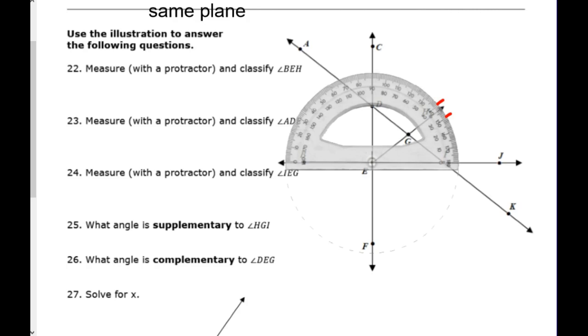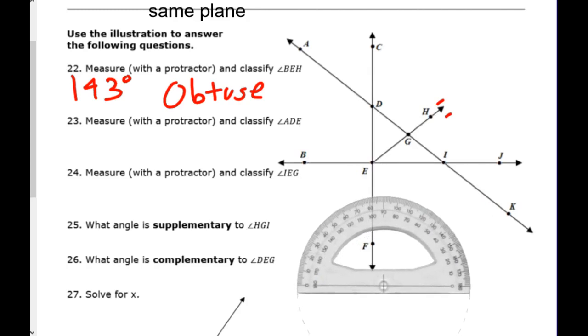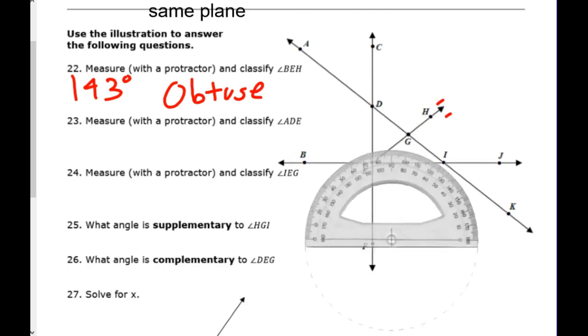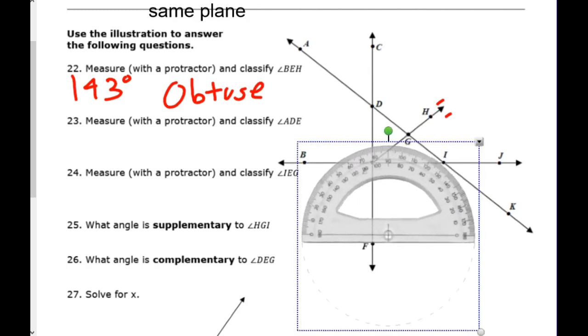Again, if you're a degree or more off, it's fine. Okay, but BEH is 143 degrees by measuring, okay? So classifying that would be obtuse. Okay, now let's do similar with ADE. So I see A to D to E is up here, so let's rotate that.